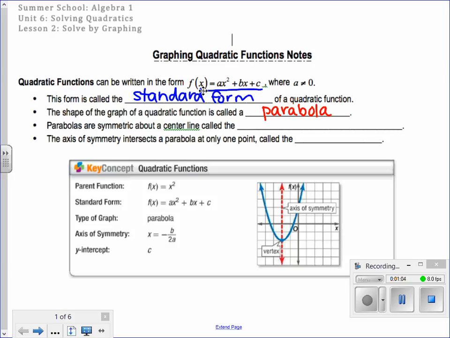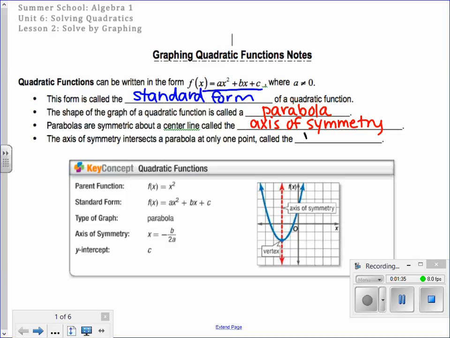Parabolas are symmetric about a line called the axis of symmetry. The axis of symmetry is represented by this red dotted line on the parabola shown below. We don't normally draw it in, it's an invisible line, but it shows that the graph could be folded over on itself and it's going to be exactly the same on both sides of that axis. The axis of symmetry intersects or crosses the parabola at a point.